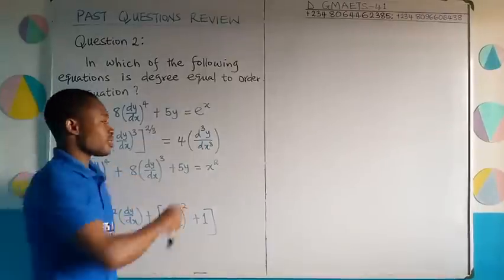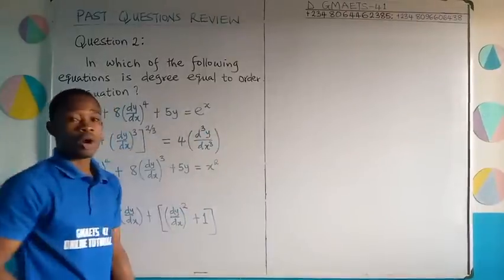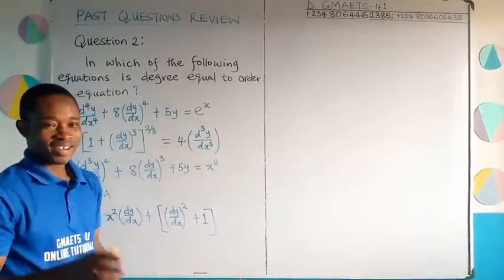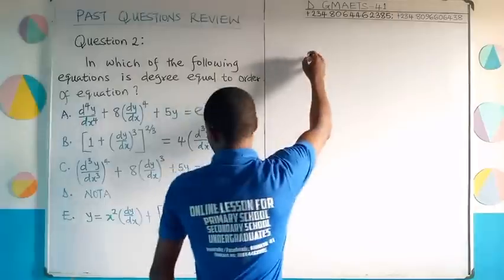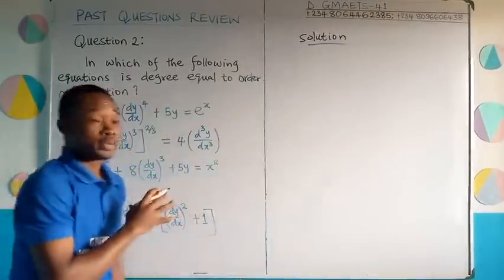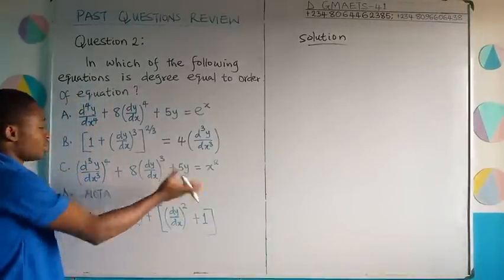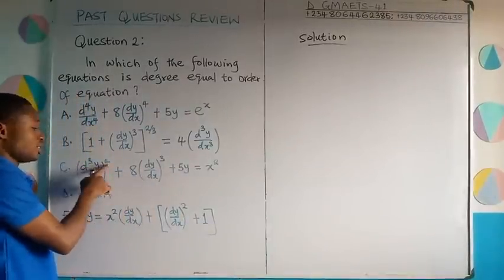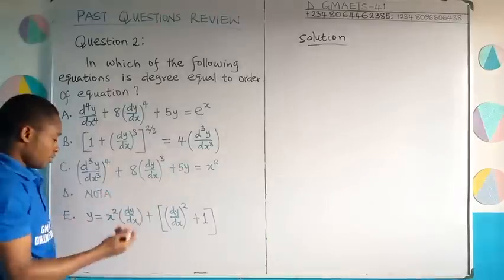Which simply tells us that the order and the degree are what? The same. Is that clear? I can choose to write it out. From what I'm saying here, option B is the correct one. If you go to option C, it is order 3, degree 4. They are not the same.